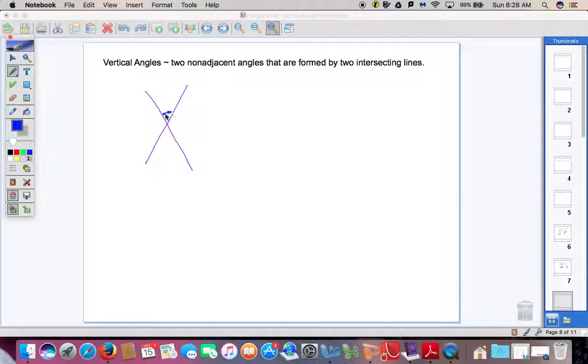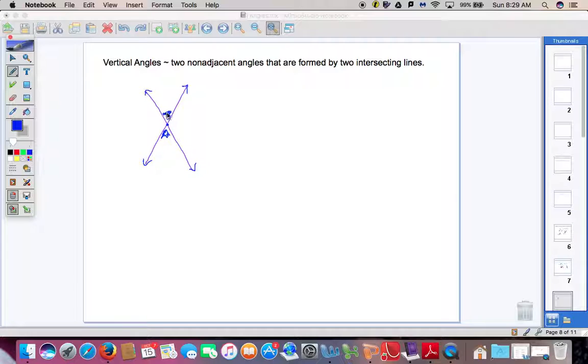So we're looking at this angle here and this angle here. Two non-adjacent angles that are formed by two intersecting lines. Now these are non-adjacent because they only have a common vertex. They don't have any shared sides. Okay, so vertical angles are always congruent to each other.